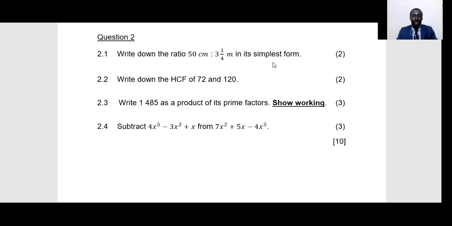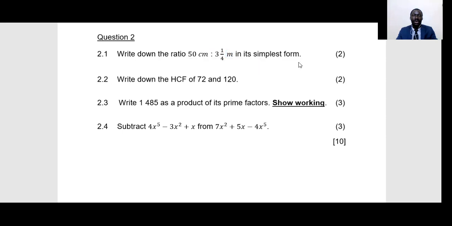So this is like trying to say, in simple terms, for every 50 centimeters, there is 3 and 1/4, or 3.25 meters, okay? So how do we then simplify this? Well, when we are comparing two quantities, it makes sense that we write them in the same unit. Now, notice that this one is in centimeters, okay? Then again, this other quantity, that is 3 and 1/4, is in meters.